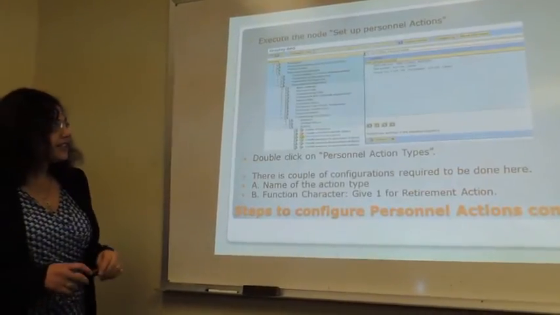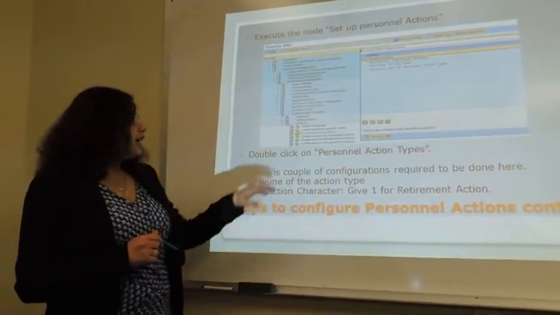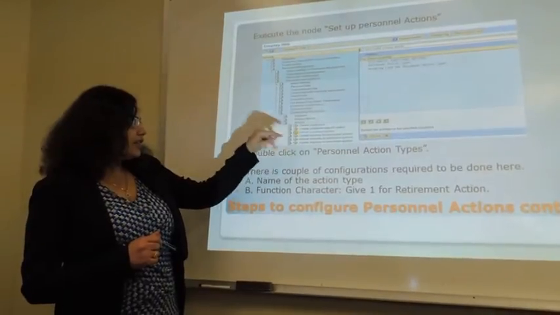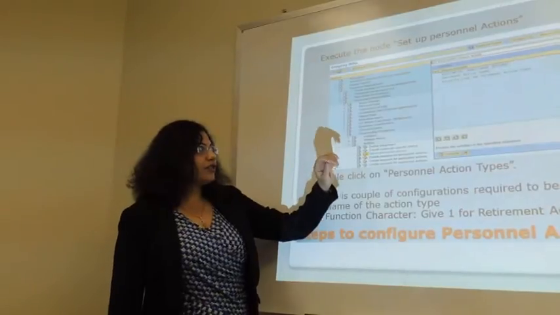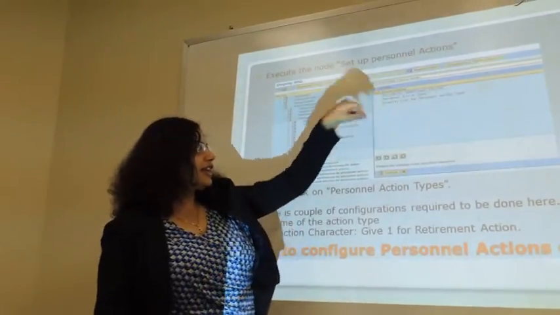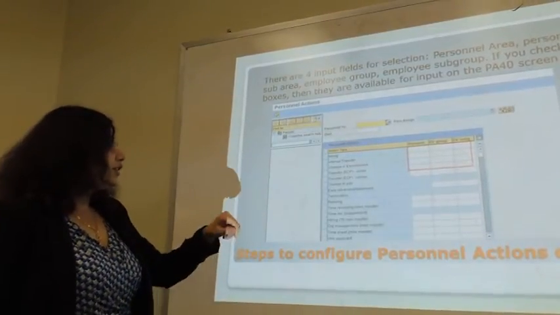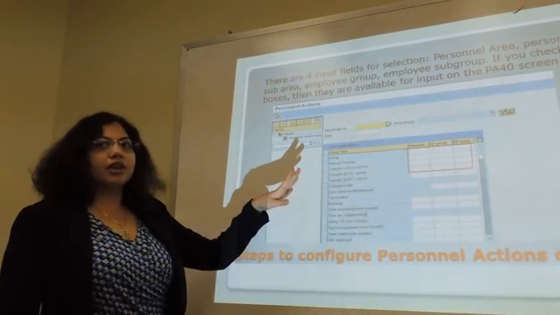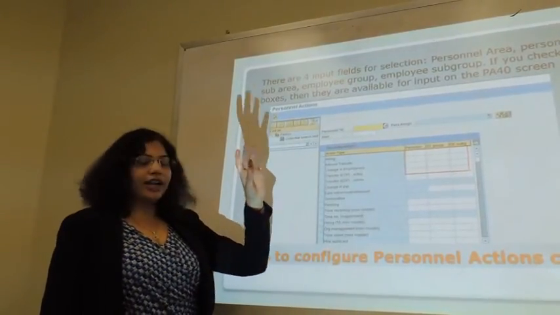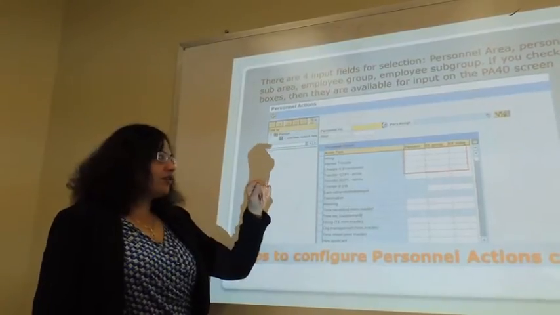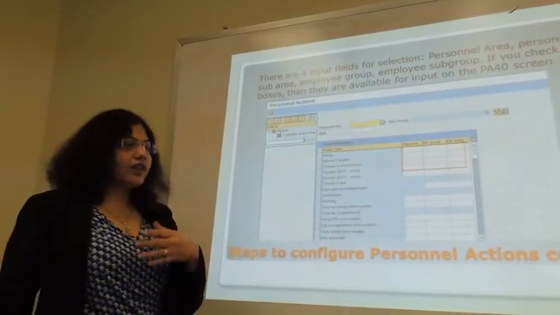We will save that data, and before moving ahead we will go to set up personnel action. We will execute it, then double click on personnel action types, and here you choose the standard SAP hiring action or retirement action. You click on that and copy it, and you can rename it to yours or put an initial over there.